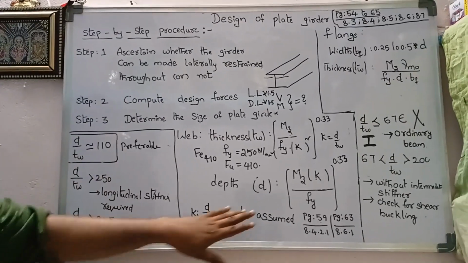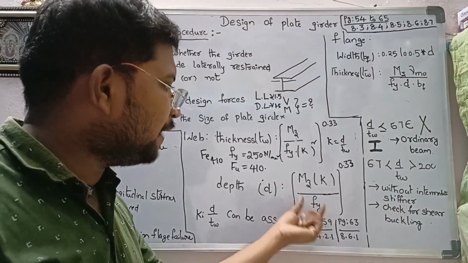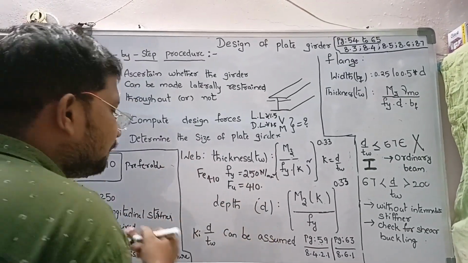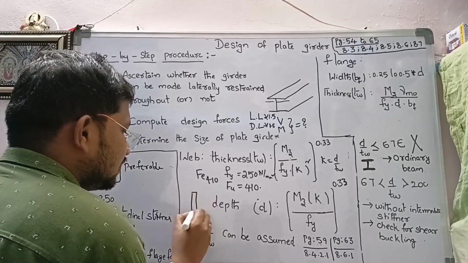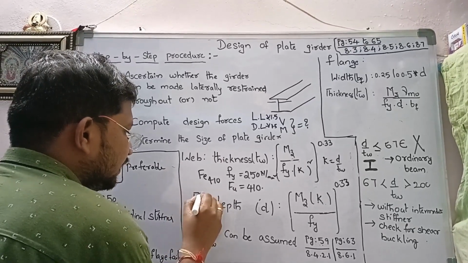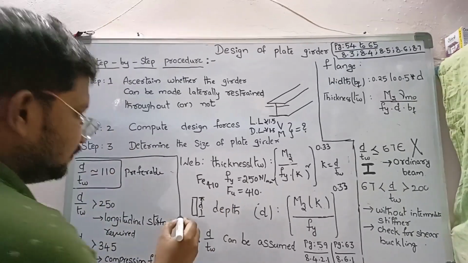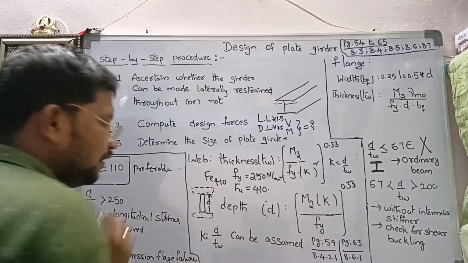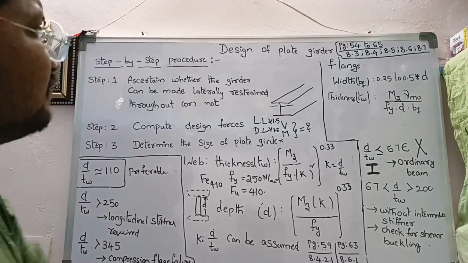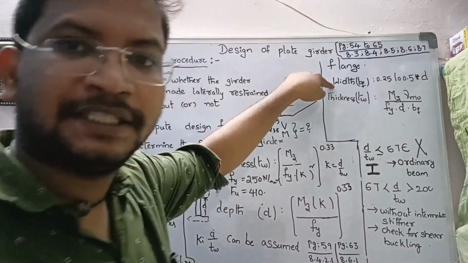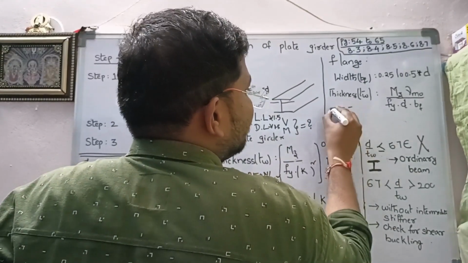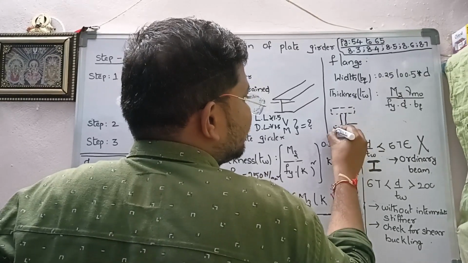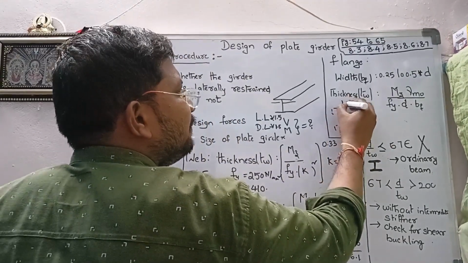Okay, once we know Fy, Mz, K value, we can determine the thickness and depth of the web. We need to design the flanges now, right? We need to design these flanges. Here, width of the flange. This is the width of the flange, right? BF.